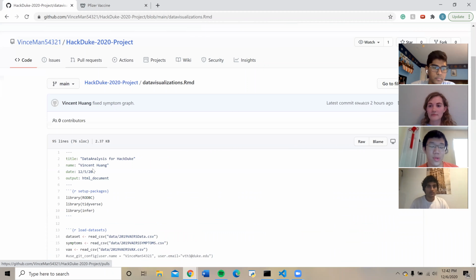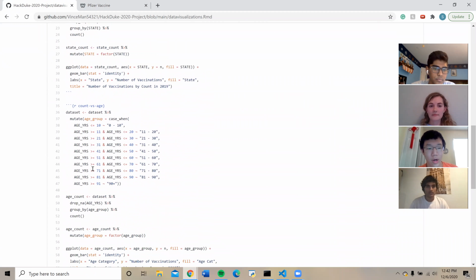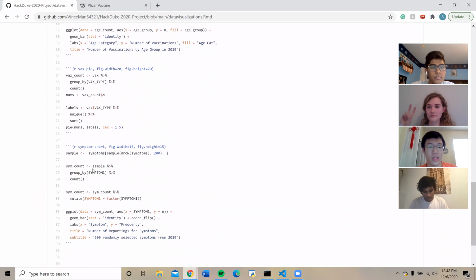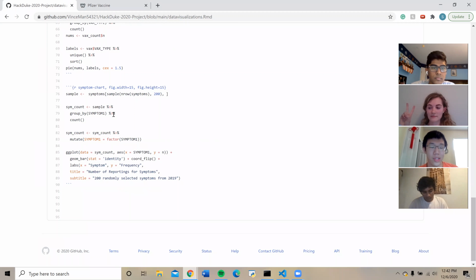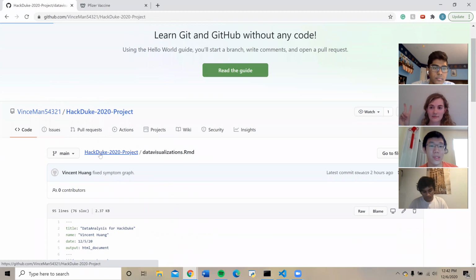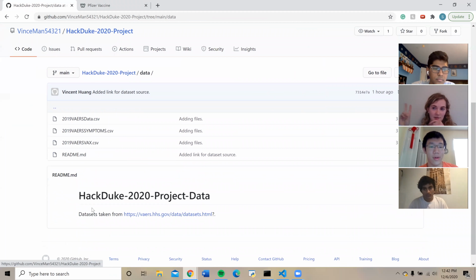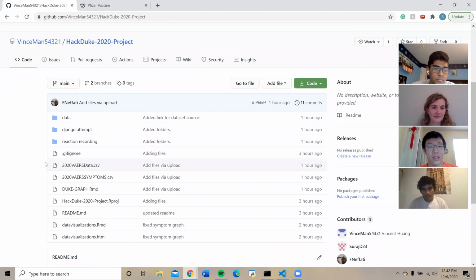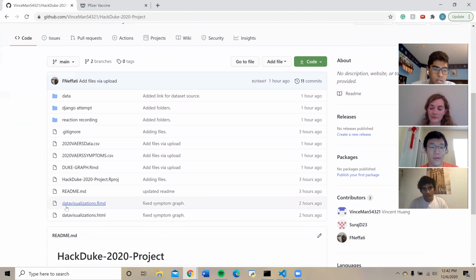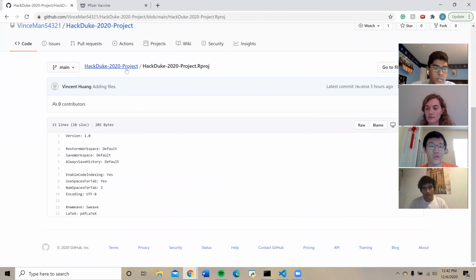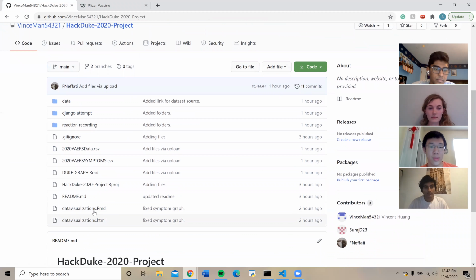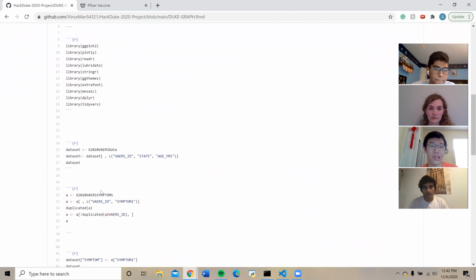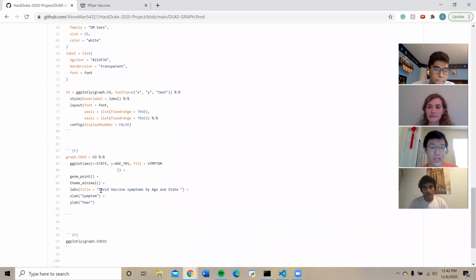So the original intent was to include some data visualizations using R onto the website, but since there's no COVID vaccine so far, we basically used the sample data sets from the VAERS website, which just includes information on all the vaccines that were used in the past couple of years, and we chose the 2019 and 2020 data sets. And then in RStudio, we used the tidyverse package, basically in order to utilize the ggplot function and other useful functions for visualizing data. So some examples of graphs that we did were a count of all the vaccinations by state and by age group. So those are just some examples.